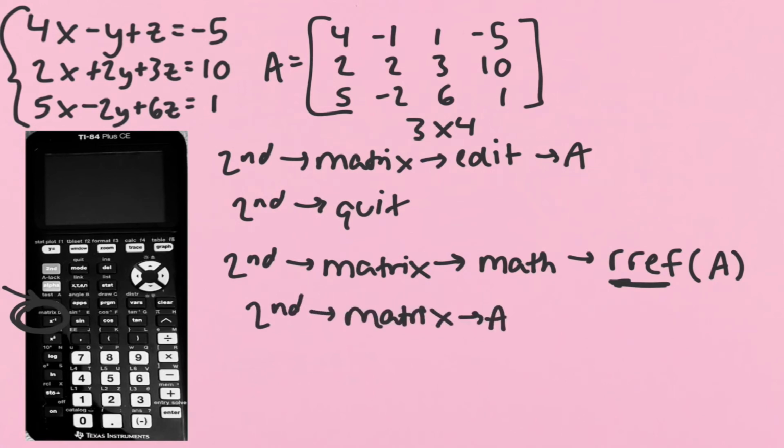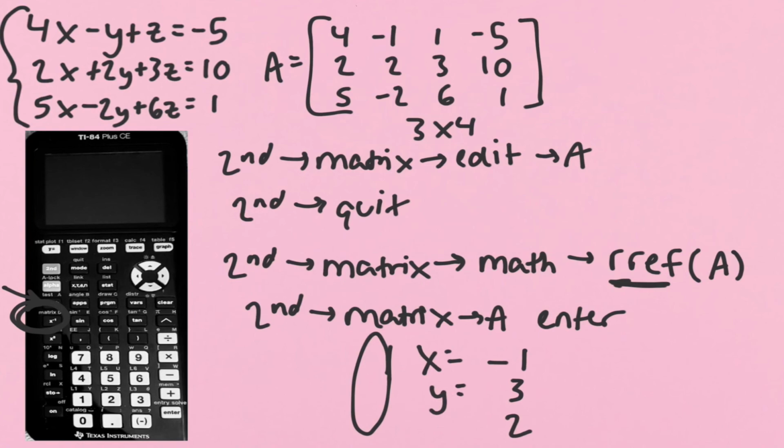And then when you press enter, ignore all those ones and zeros, but just look at the last column, and that should be your final answer. No matter which way you end up solving, you should get -1, 3, 2, which means x equals -1, y equals 3, and z equals 2.